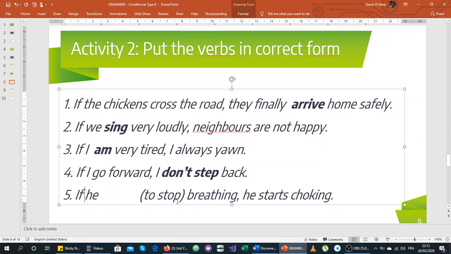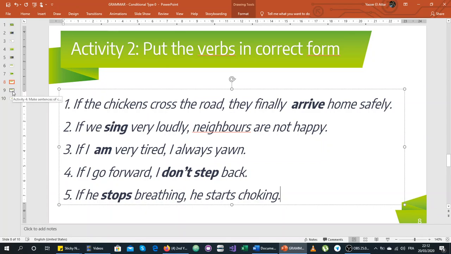Here we have he, and stop breathing, he starts choking. Oh, he is choking. What is choking? Like that, that's choking. So if he stops breathing, what happens? Let's see. We conjugate the verb in the simple present. So in the simple present, when we have he, we add s. He stops. If he stops breathing, he starts choking. I hope this is very clear for you.